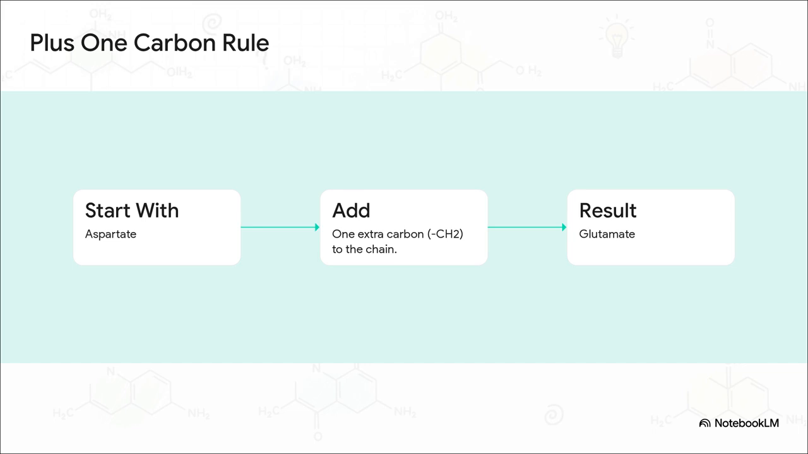Now for a new rule, the +1 carbon rule. Remember how we made aspartate from alanine? Well, we can use aspartate as a new base. If you take that aspartate side chain and just stick one more CH2 group in the middle, you get glutamate. See? It's the exact same acidic end piece, it's just on a slightly longer leash.